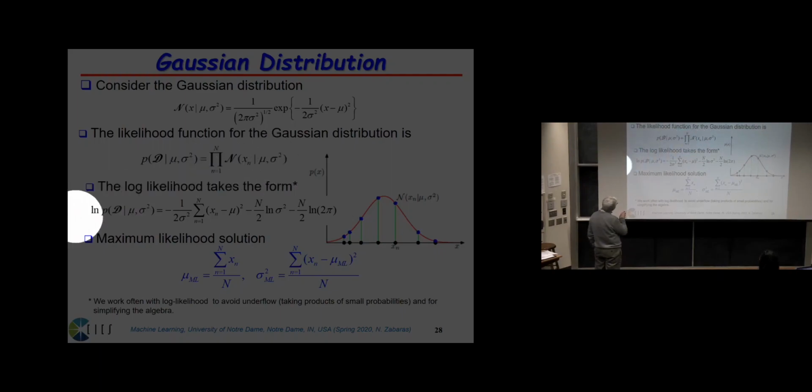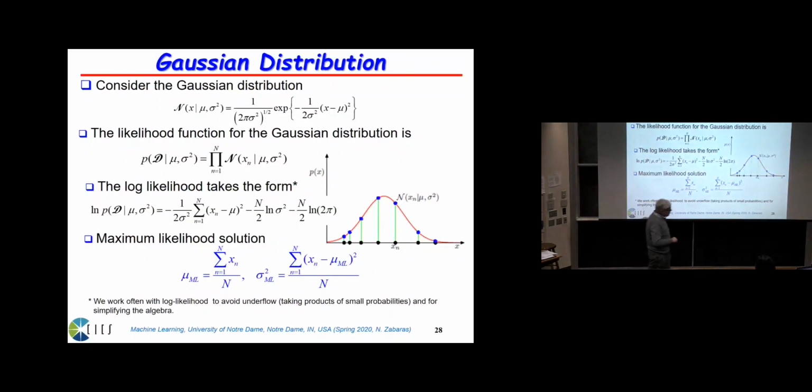And if you take the log of this, the product becomes a summation, and eventually when you expand, you're going to get these two terms from this normalizing factor, and then from these exponentials, you're going to get the summation of xn minus mu squared. Okay, so this is the likelihood for a Gaussian distribution.